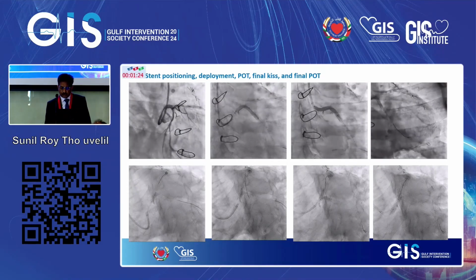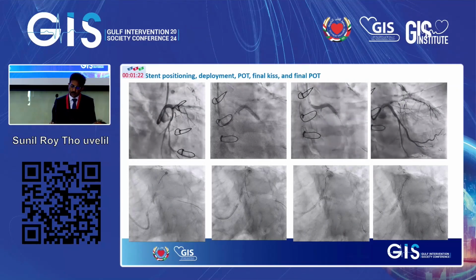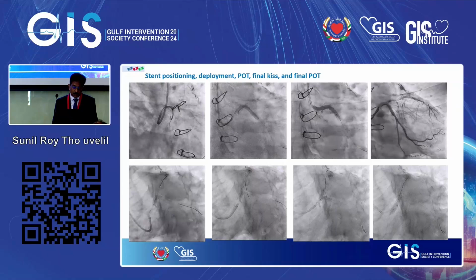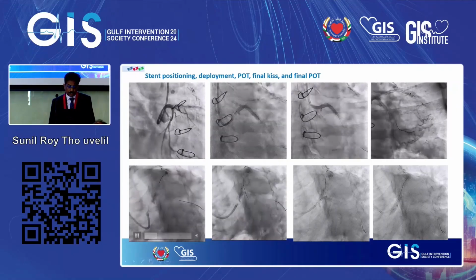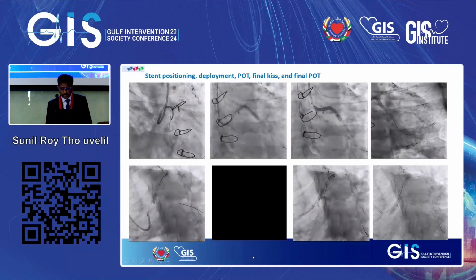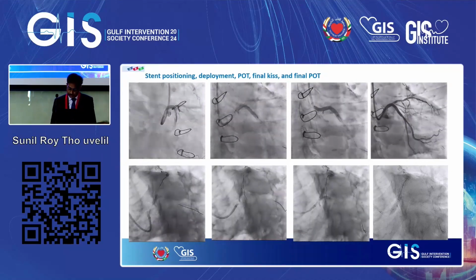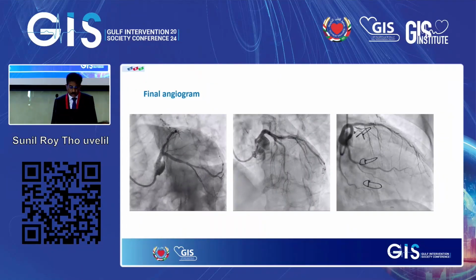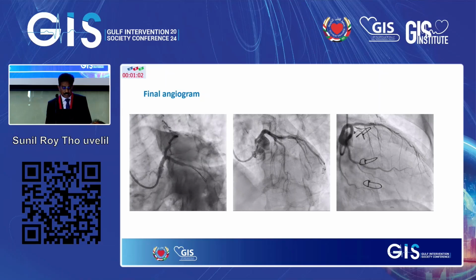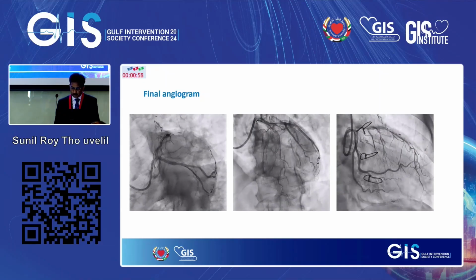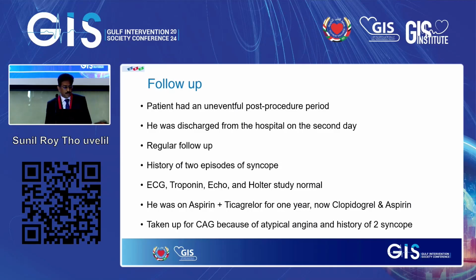Initially we got a result, but we can see that there was some pinching of the LAD ostium. And then we did a POT to the left main, then did balloon dilatation to the ostium of the LAD, then a final kissing to the LAD and LCX, and a final POT to the left main. And this was the final angiogram. We could see that there was good flow in the LAD and LCX, so we finished at this.